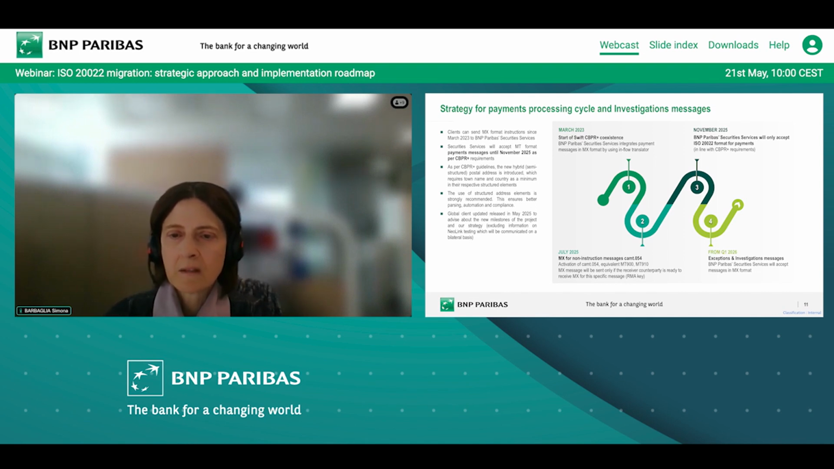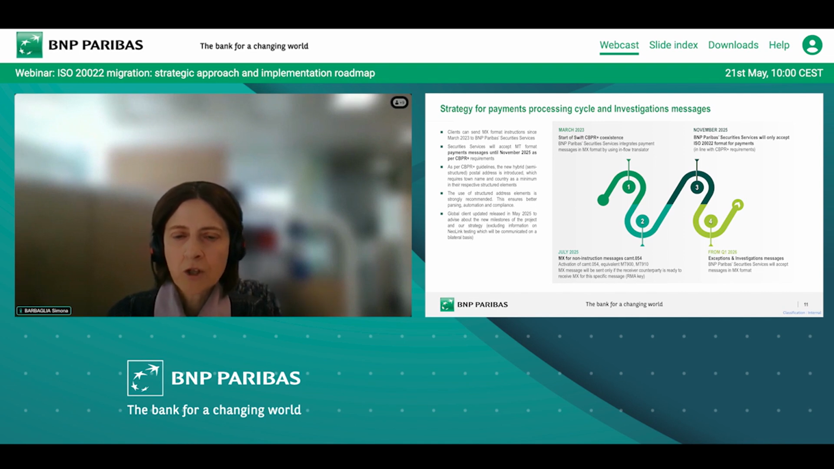Exception and investigation messages will be processed natively starting from Q1 2026. A global client update was released yesterday with the timeline and the messages we are going to support in the migration period. Regarding Neolink, a communication will be issued later. On the Neolink side, there will be minimal changes only, and the migration from MT to MX will be as smooth as possible.